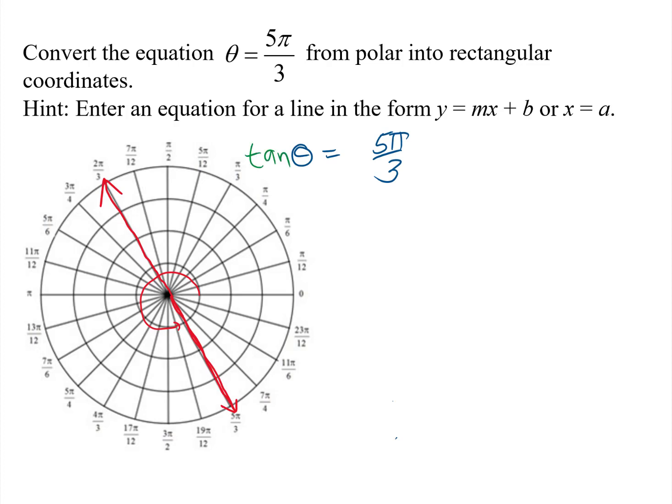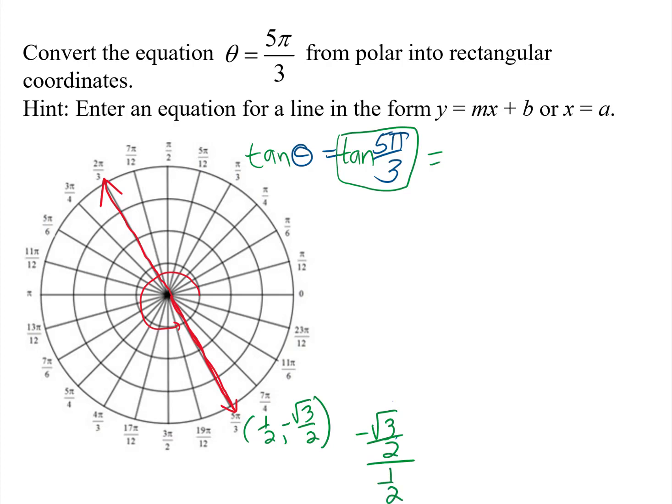So let's start with theta equals 5 pi thirds, and we are going to take the tangent of both sides. And now that we have the tangent of both sides, I can simplify this side. It's a unit circle value, and we know at 5 pi thirds, if we were on the unit circle, this would be the point 1/2 and negative square root 3 over 2. And so tangent would be sine theta, which is negative square root 3 over 2, over cosine theta, which is 1/2. And so when we simplify that, we're left with negative square root 3. So this equals negative square root 3.